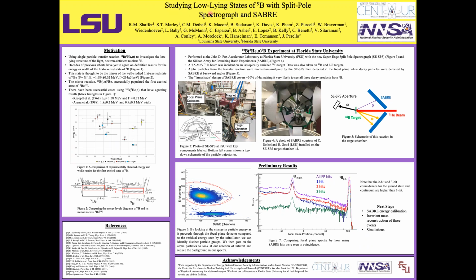Today, we're going to be talking about the low-lying states of boron 9 with the split pole spectrograph and SABRE. The reason we're interested in boron 9 is because it is a very unstable isotope that's very difficult to study. And despite years and years of trying to classify its low-lying structure, there has been no definitive agreement as to the energy or width of this isotope's first excited state.